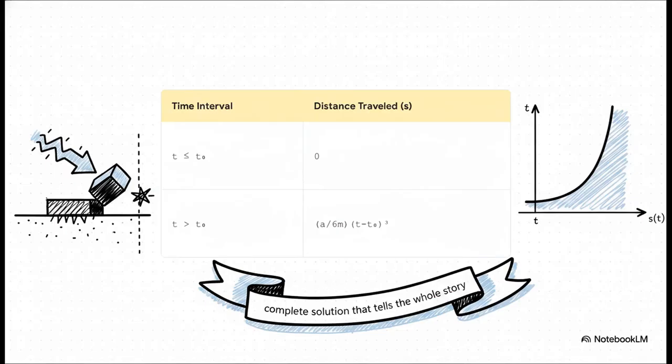And after you work through those integrals, this is what you get, our final complete answer. And look at it, it tells a whole story. For any time up to and including that breakaway moment, t0, the distance is 0. And for any time after that, the distance is given by this beautiful little equation. See? It's a two-part answer that perfectly matches our two-act story.